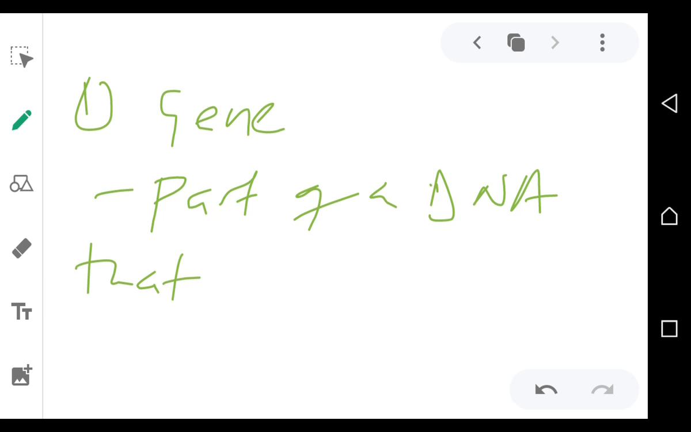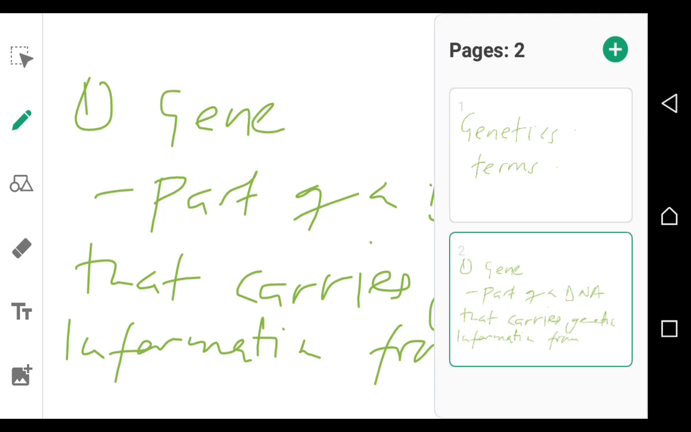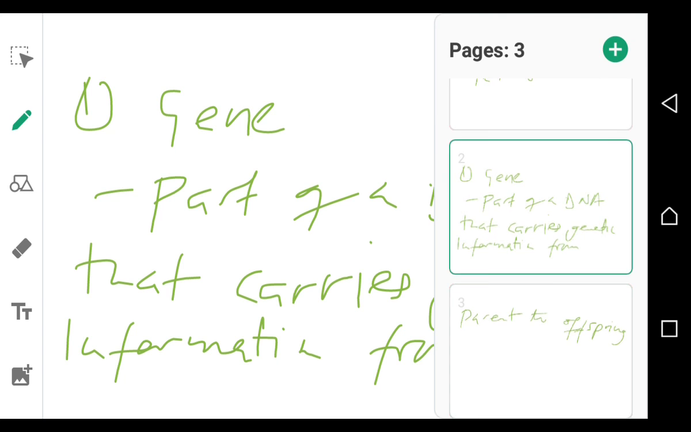that carries genetic information from parent to offspring. That's what a gene is. They can ask you to define what a gene is.